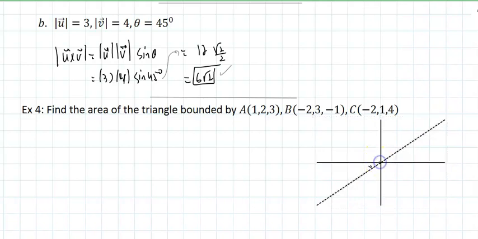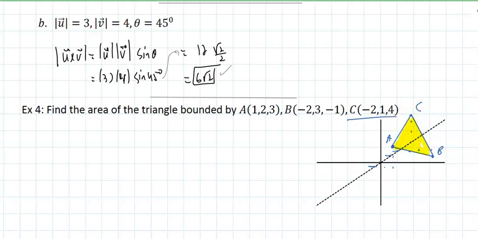But 1, 2, 3, that's point A. Negative 2, 1, negative 1, that's point B. And negative 2, 1, 4, that's point C. We're trying to find the area of this triangle. So how are we going to do that?